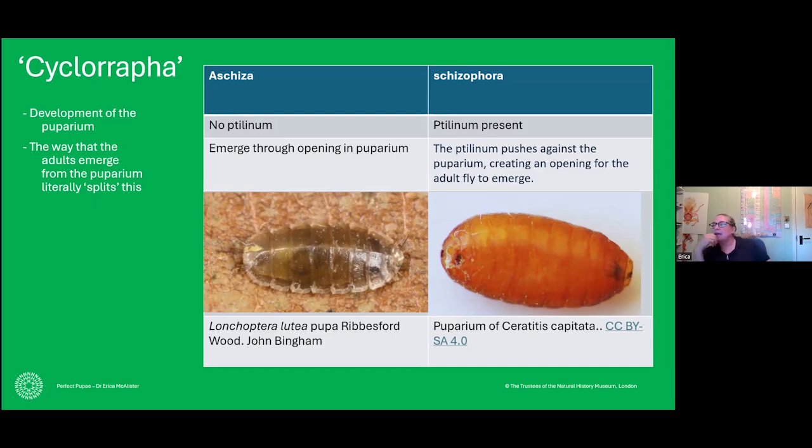And we split them, the Aschizophora or Aschiza, and Schizophora. And Schizophora means split. And I always think of Michael Caine with blowing the bloody doors off, because they literally blow off the capsule, the head of the puparium, for them to get out of it.